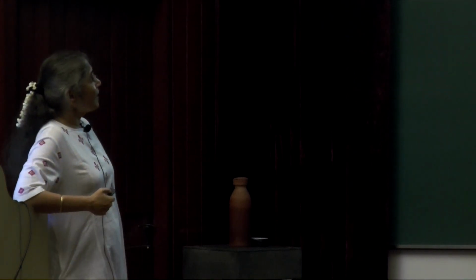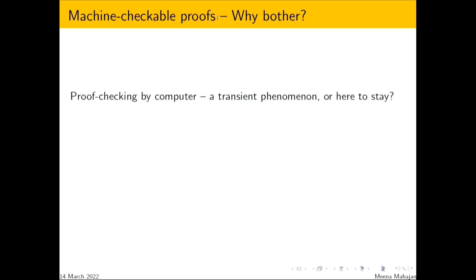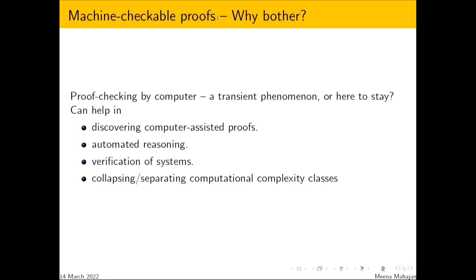I mean, is it a transient phenomenon and we need not bother much about it, or is it here to stay? Well, I really think it is here to stay. I mean, proof checking by computer can help in many, many different settings. For one, it can help in discovering proofs. So even though, like I said, I'm not really going to focus on discovery of proofs, proof checking and proof discovery very often go hand in hand.